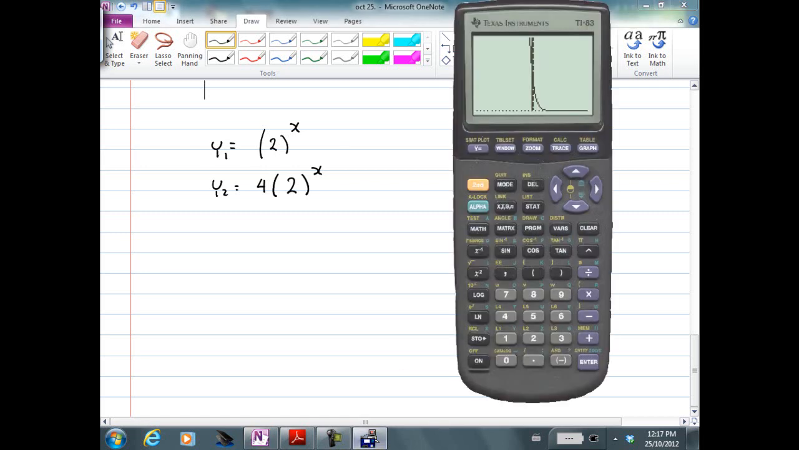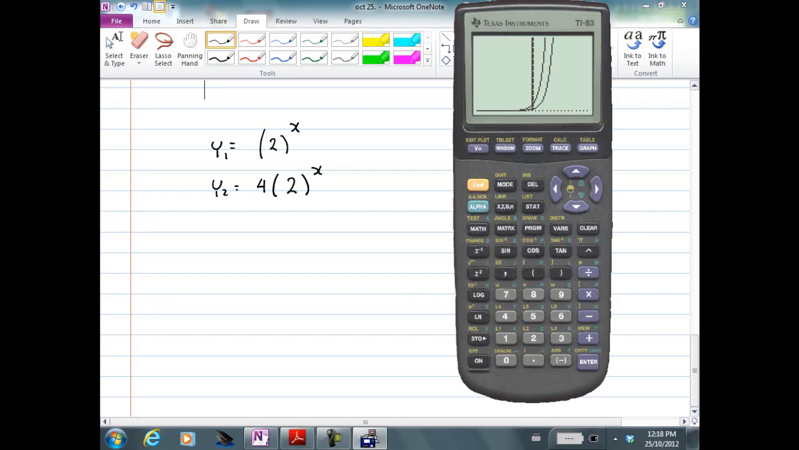So I'm going to show you how to do the two equations now. Hit y equals. And you notice when there's y1, y2, y3, these are all the different equations you can graph at the exact same time. We're going to do 2 only for now. I just want to see how that 4 changes it. 2 to the power of x. 4 times, again I like to use brackets, 2 to the power of x. There's 1, and there's my second one.